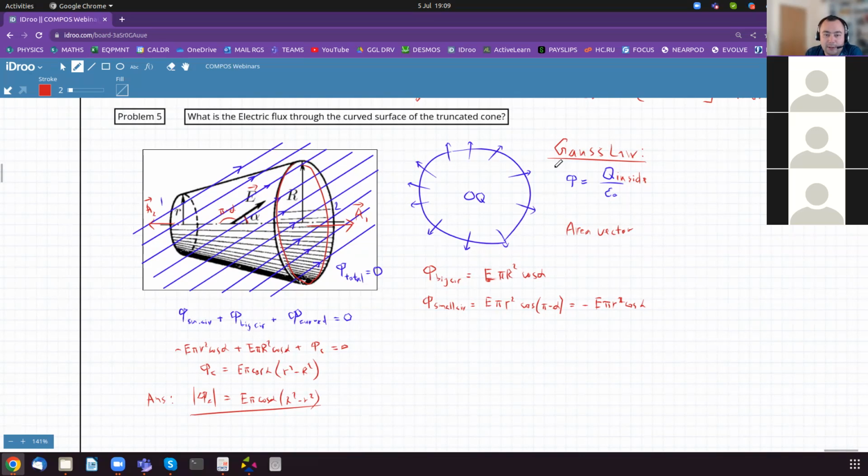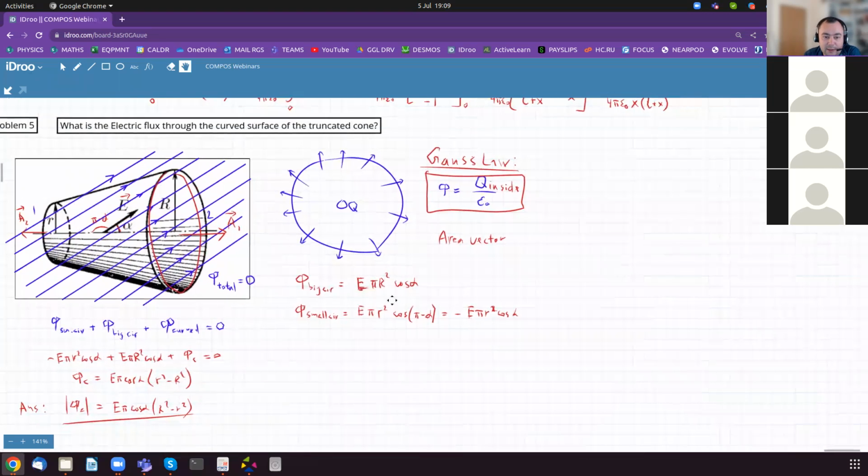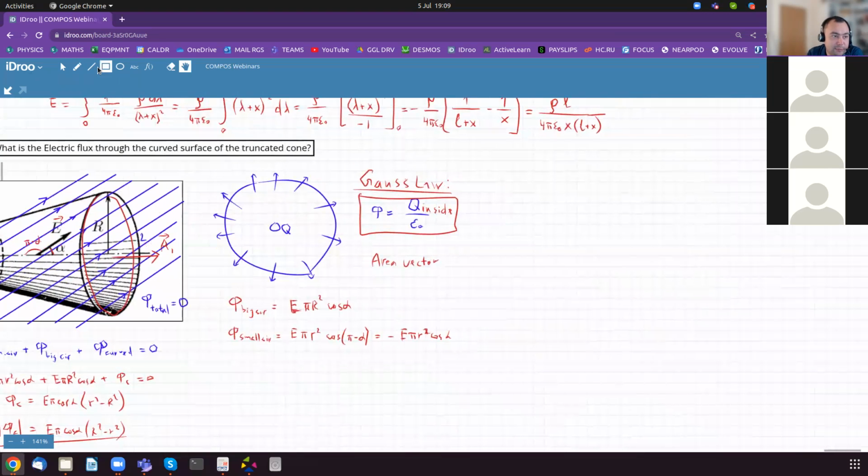Okay. So Gauss's law is a very powerful tool, and you can use it to find the field next to an infinitely charged plate, for example.